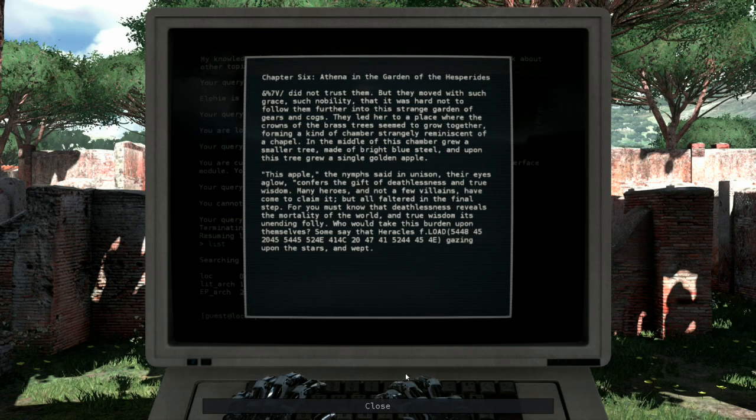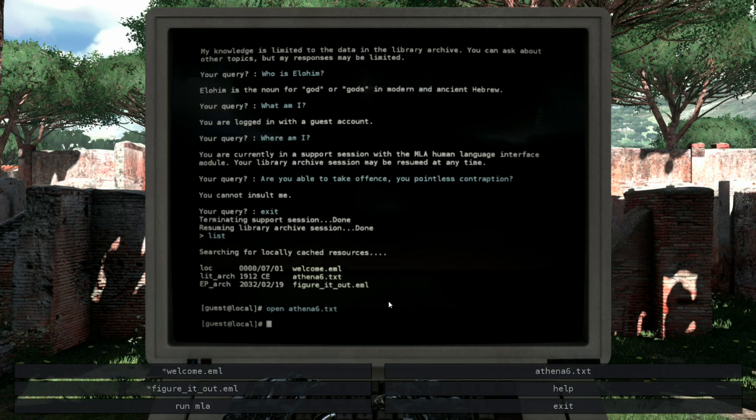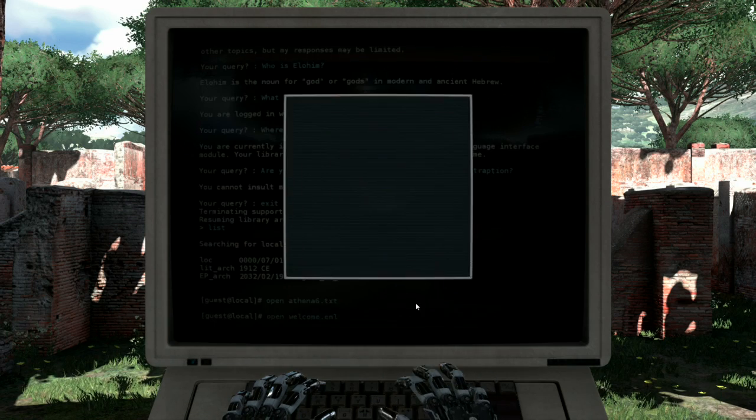Okay, so interesting. I think this garden where we're in right now might be referring to some ancient Greek mythology. Interesting. Okay, what can we do as well? How about the welcome EML?